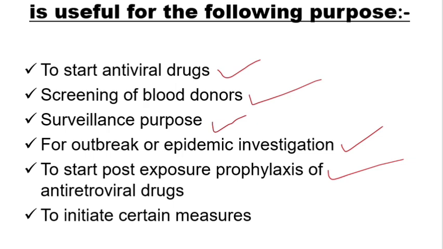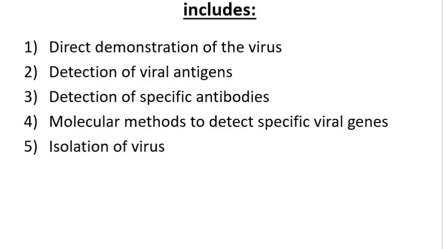So now what are the different methods coming under laboratory diagnosis of viral infections? So first one is direct demonstration of the virus by microscopic methods. Second one is detection of viral antigens, and detection of viral antibodies, that is specific antibody against the virus particle. These two are coming under serological diagnosis. And next one is molecular method to detect the specific viral genes, whether it is DNA or RNA. And the last one is isolation of virus, that is cultivation or growing of the virus.